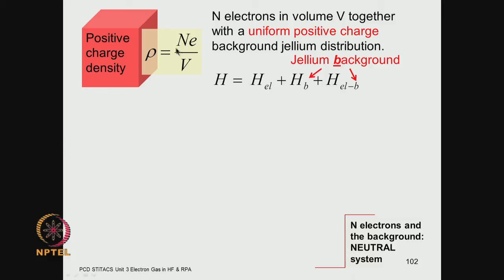Okay. So, this is the net positive uniform charge density, and now we write the total Hamiltonian for the system. And what is it going to consist of? It will have the electron part of the Hamiltonian, it will have a part coming from the Jellium background, and it will also have an interaction between the electron gas and the background, which is written as EL-B. B stands for background, EL are the electronic terms. So, you have the electronic Hamiltonian, the background Hamiltonian, and the interaction term between the electron and the background. So, this is our total Hamiltonian.